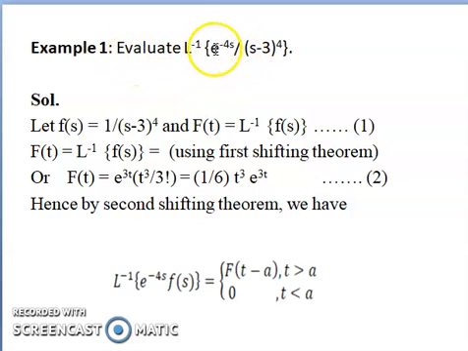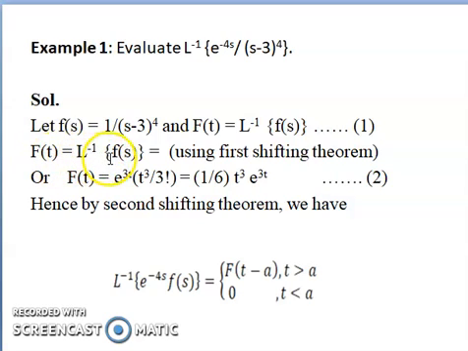Evaluate the inverse Laplace transform of e to the power minus 4s divided by (s minus 3) to the power 4. So the solution is, first of all, let F(s) equal to the expression except e to the power minus 4s. So it becomes 1 by (s minus 3) to the power 4. So we suppose here F(s) equals 1 by (s minus 3) to the power 4, and f(t), as we know by the inverse Laplace transform, is L inverse of F(s). So this is equation number 1.